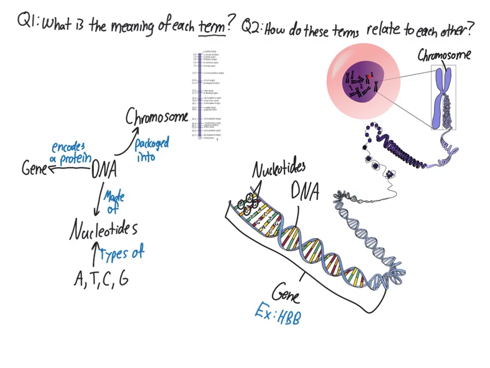And if we want to refer to all the DNA in the cell or all the DNA of a given species, the word we use is genome. So a cell or a species' genome is just all of its DNA. And in the human genome, there are about 3 billion nucleotides organized into 23 different types of chromosomes.